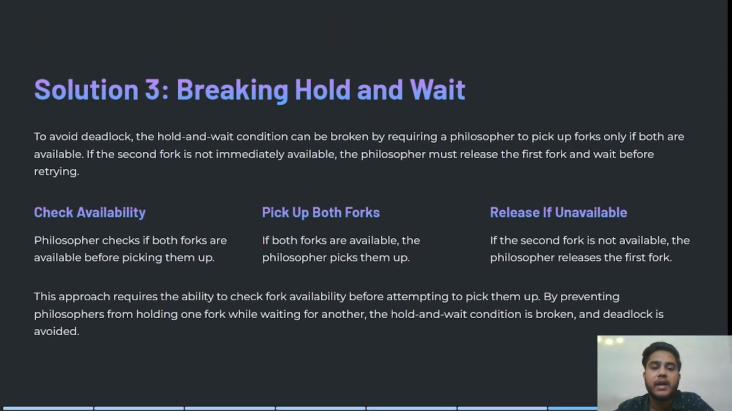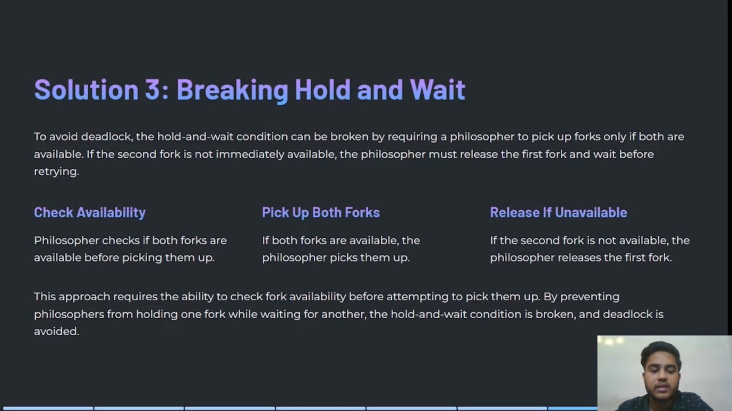The third solution is breaking hold and wait. To avoid deadlock, the hold and wait condition can be broken by requiring a philosopher to pick up forks only if both are available. If a fork is not immediately available, the philosopher must release the fork first and wait before retrying. The philosopher should check that both forks are available before picking them up. If both forks are available, the philosopher picks them up. If the second fork is not available, the philosopher releases the first fork also.